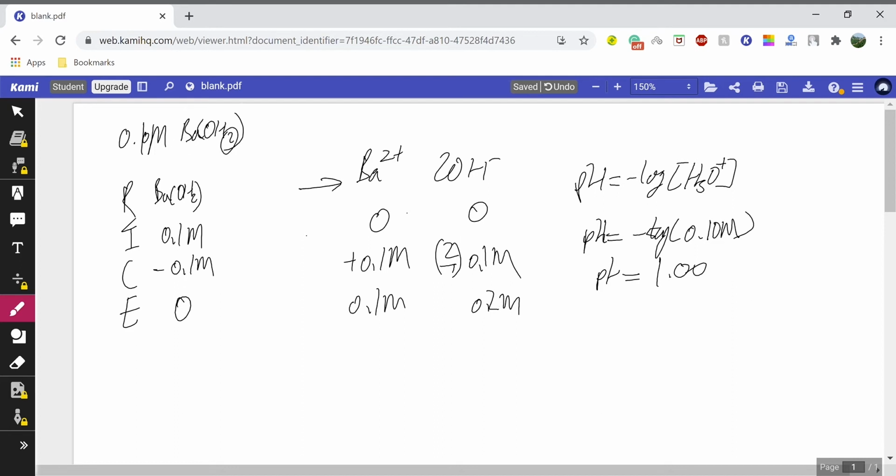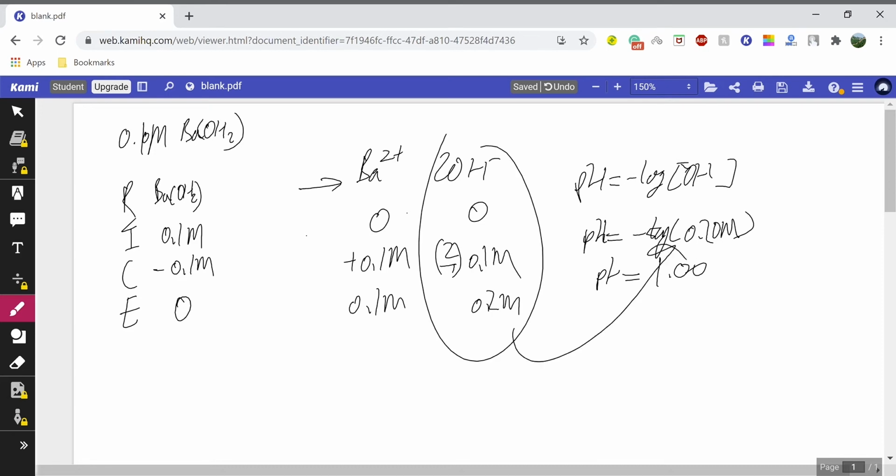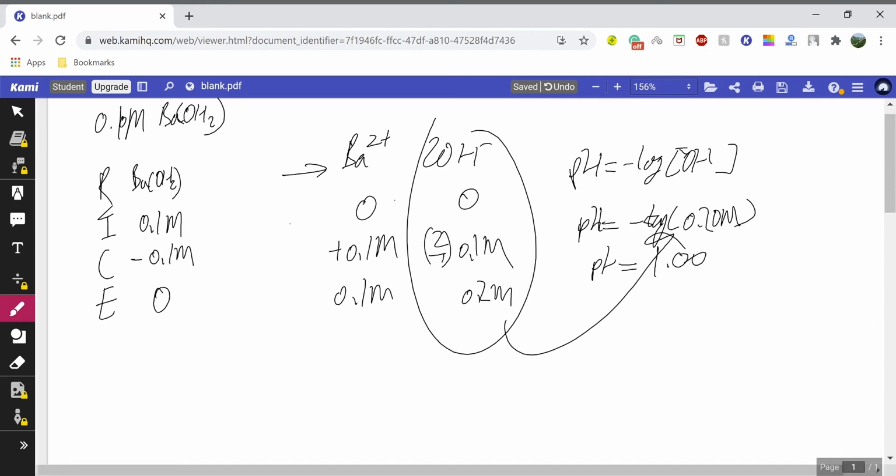Basically the key point here is when you're dealing with a strong acid or base that contains 2 of the H or 2 of the OH, then you have to remember to use 2 over 1. And the same goes here. This will be the concentration of OH minus, which will be 0.2. If you plug that in, you're going to get pOH. You get a pOH of 0.7, and pH will be 14 minus 0.7, which is 13.30.